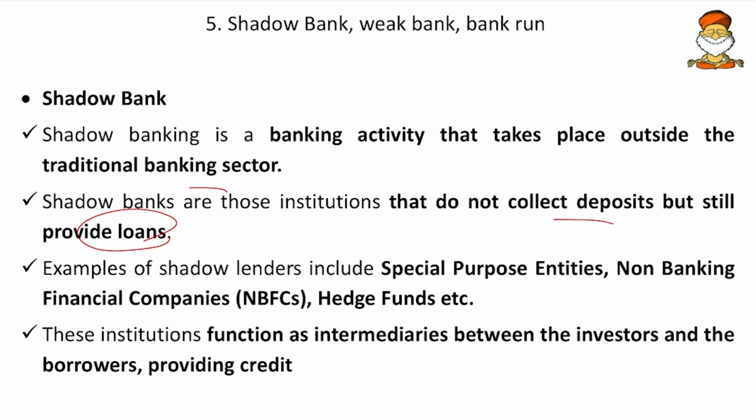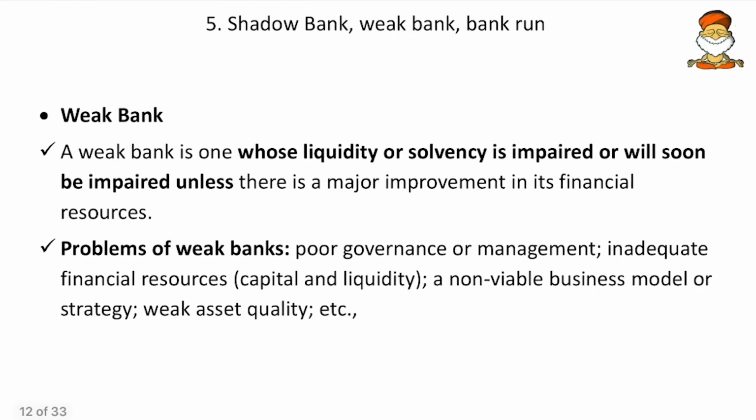So examples are the special purpose entities, NBFCs, hedge funds, all these. They won't take deposits but they give loans, and these institutions function as intermediaries between the investors and the borrowers, thereby providing credit. So this is a shadow bank.